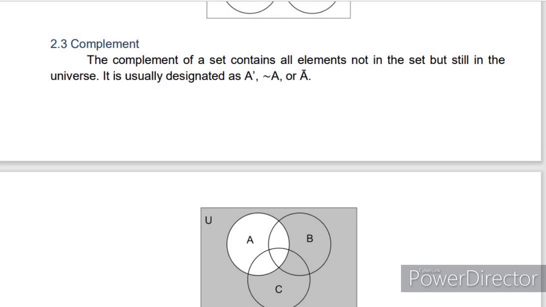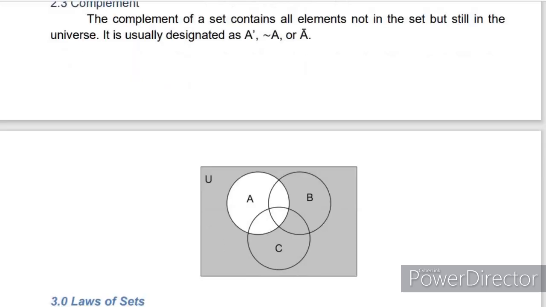Next is 2.3, complement, another operation. The complement of a set contains all elements not in the set, but still in the universe. When we say complement, we are referring to the elements that are not in a given set, but inside a universe or a universal set. There are three options to designate a complement. First is A apostrophe, or a negative sign, or a proximity sign, or A with a bar. Any of those symbols will do.